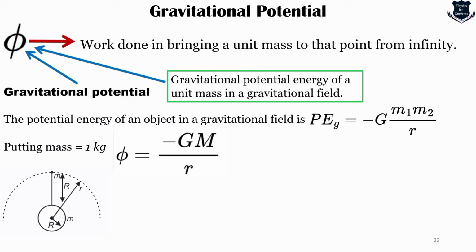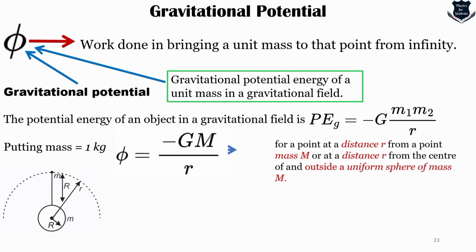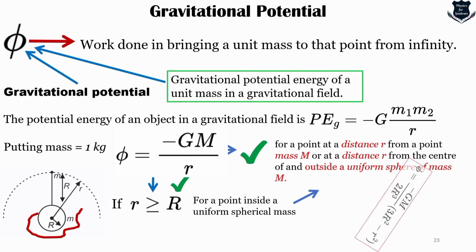This is for a point at a distance r from the center and outside a uniform sphere of mass M. If the sphere has radius capital R, this one holds for r greater than R. But inside a uniform spherical mass, that is for small r less than big R, this is what happens.